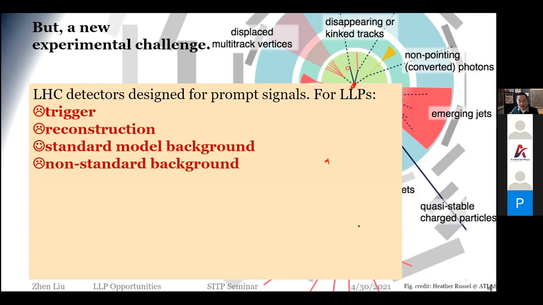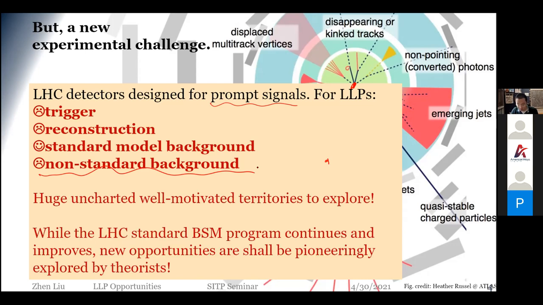The LHC detectors, we designed them to look for prompt signals. For the long-lived signatures, we encounter several challenges, such as trigger and reconstruction. Trigger means whether we decide to record the event or not, because the LHC provides so much data. And it's easy to say the standard model background for those events is zero, but the real question lies in what the non-standard background is. So it is this challenge and the lack of understanding and lack of searches right now that generates lots of interest in the community to think about such possibilities.